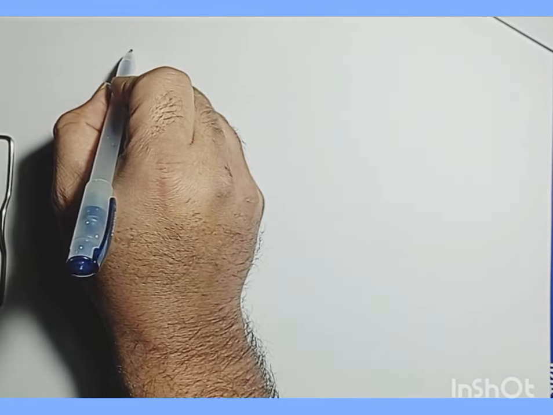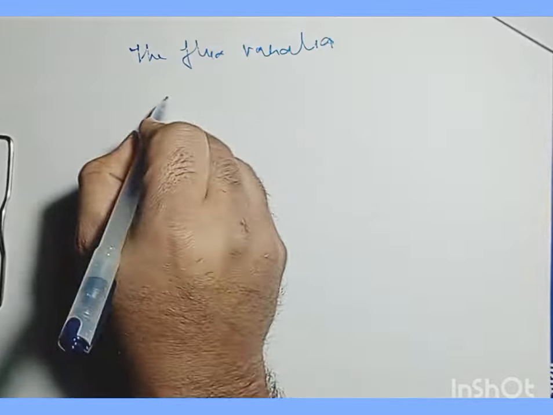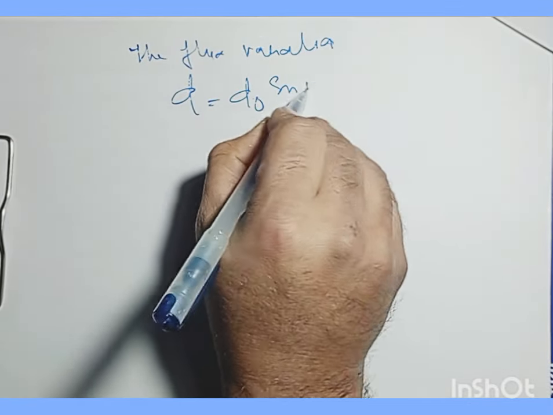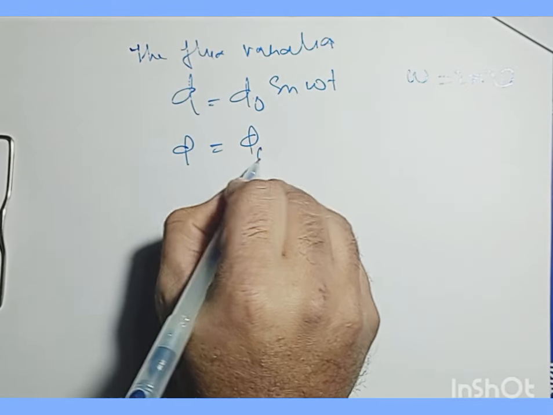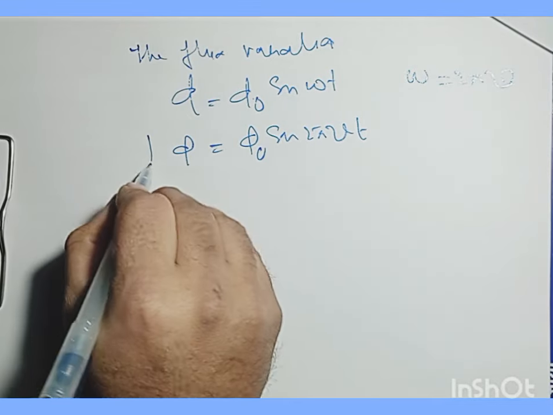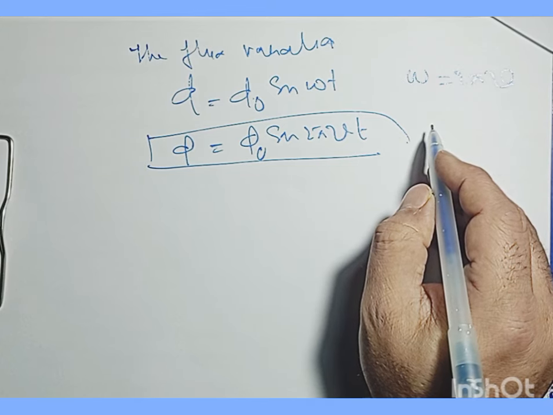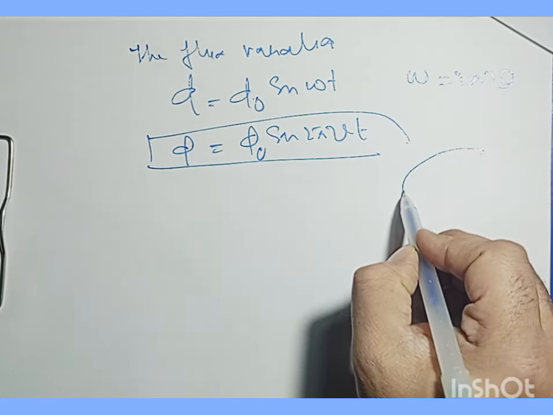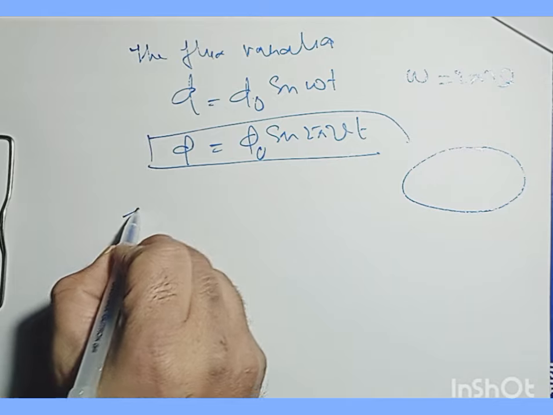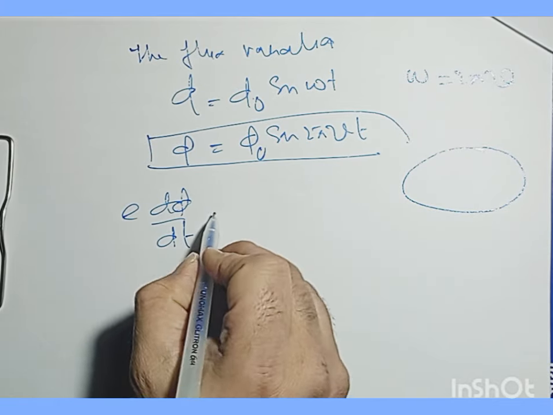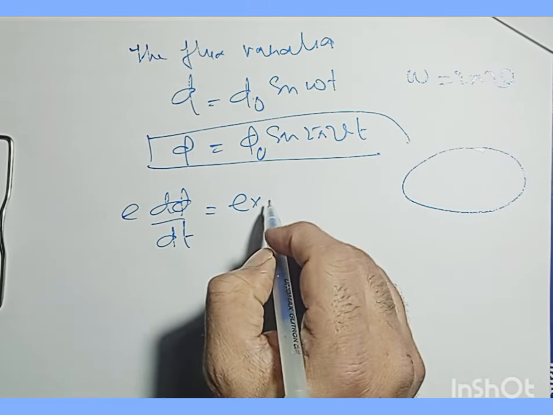Now, the flux variation. The flux variation can be written as phi is equal to phi naught sine omega t. For omega, we have 2 pi nu. So phi is going to be phi naught sine 2 pi nu t, where omega is the angular frequency. And in every turn, the electron is gaining an energy. So the energy gained by an electron will be e d phi by dt. What is this d phi by dt if we differentiate this?